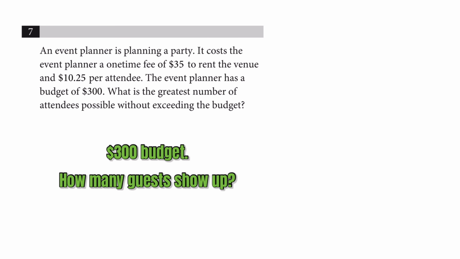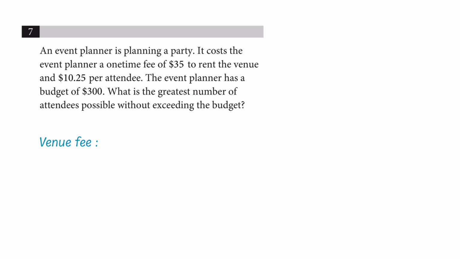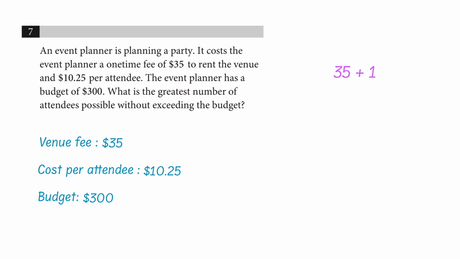You'll see this type all the time on the SAT. Party planning on a budget. Venue fee, $35. Cost per attendee, $10.25. Budget, $300. Start with the inequality. 35 plus 10.25x is less than or equal to 300. Subtract 35 from both sides, and we get 10.25x is less than or equal to 265.